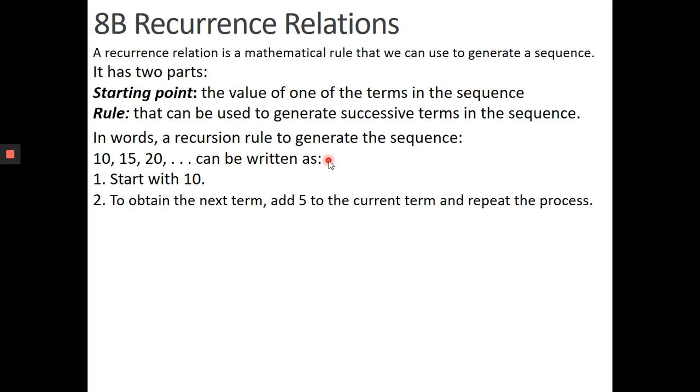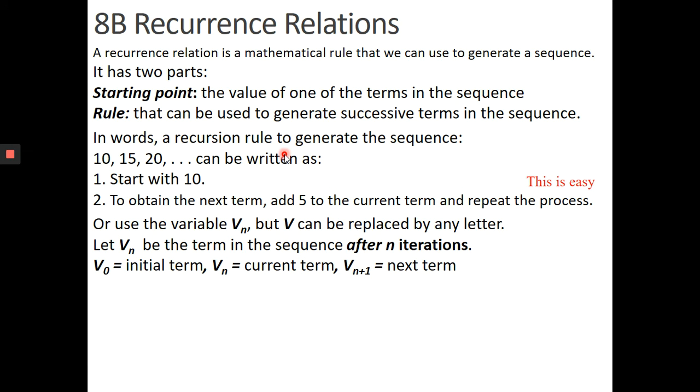In words, a recursion rule to generate the sequence 10, 15, 20, 25, 30, 35, 40 can be written as: start with 10, then to obtain the next term, you just add 5 to the current term and repeat the process. So a little bit wordy. If we were doing this in Japan, we'd have to write all these words in Japanese. If we were doing it in Germany, we'd have to write them in German. So this is easy.